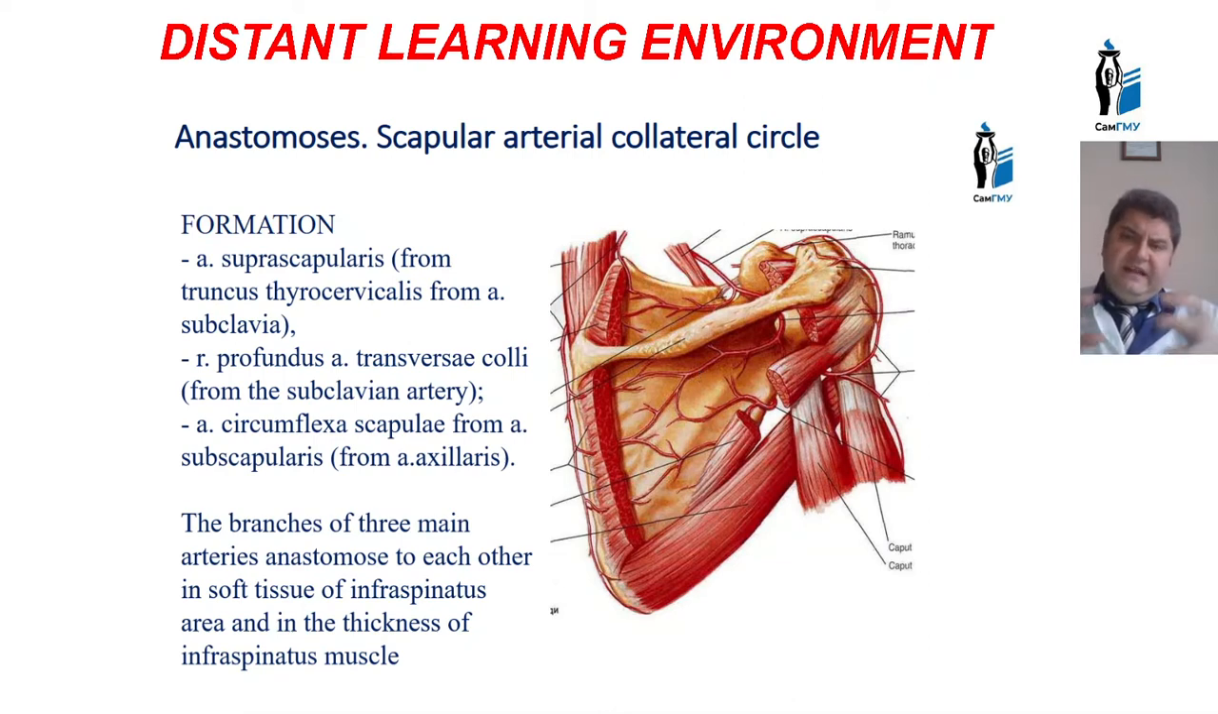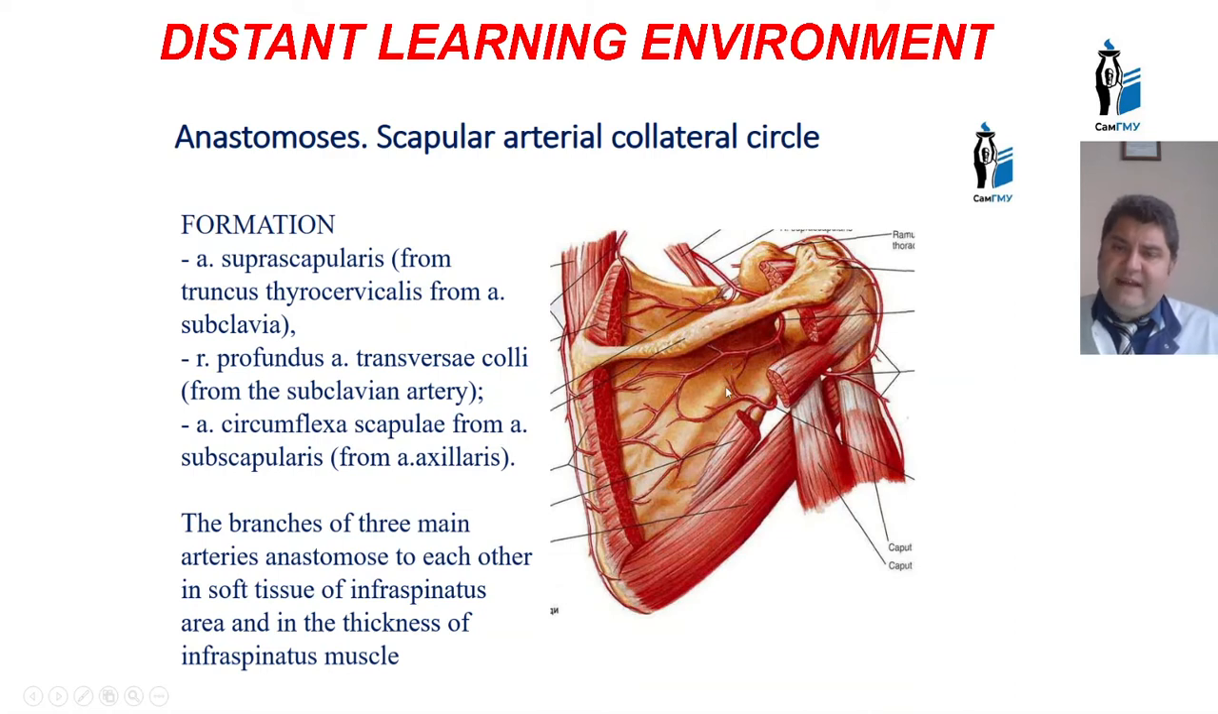This is a network between arteries at the posterior surface of the scapula. So what can we see? We can see the profound ramus of the transverse coronary artery here. Under my pointer, you may see the suprascapular artery, and also that it gives muscular branches for the supraspinous muscle, the infraspinous muscle, the teres minor muscle, and also the teres major muscle and subscapular artery.